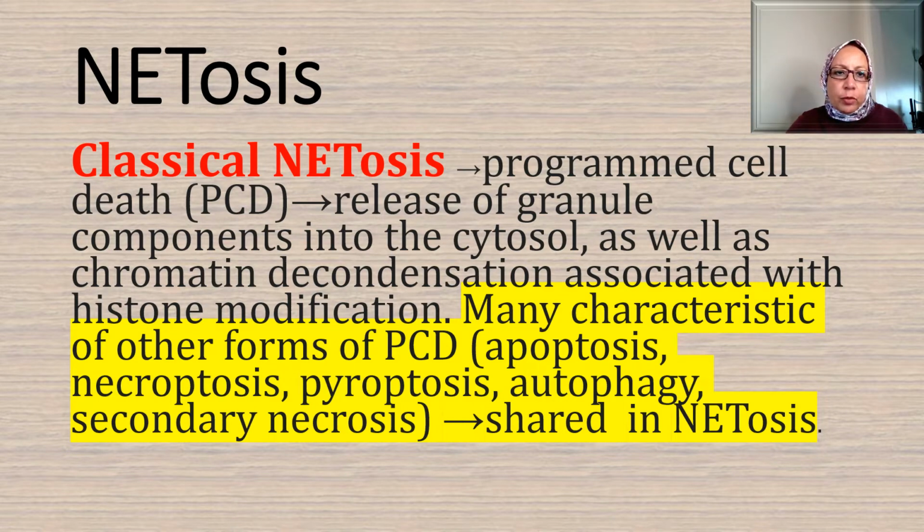The classical type of NETosis is a special form of programmed cell death, which is characterized, as I said again, by release of granule components into the cytosol and chromatin decondensation associated with histone modification, and then the formation of extracellular traps. And there are many shared characters between this type of cell death and other types of programmed cell death like apoptosis, necroptosis, pyroptosis, autophagy, and secondary necrosis also. So there are some shared features between them.